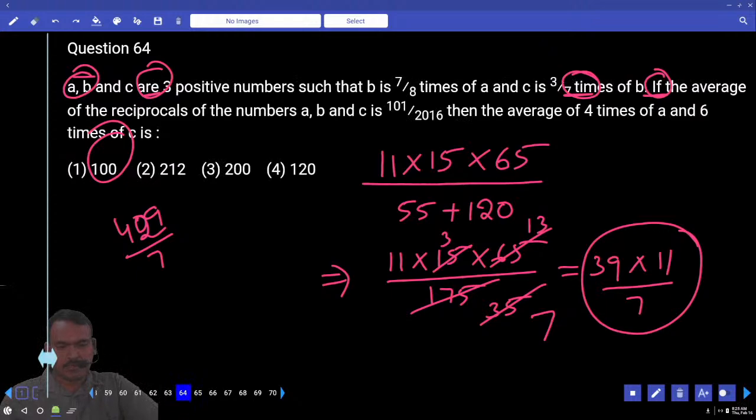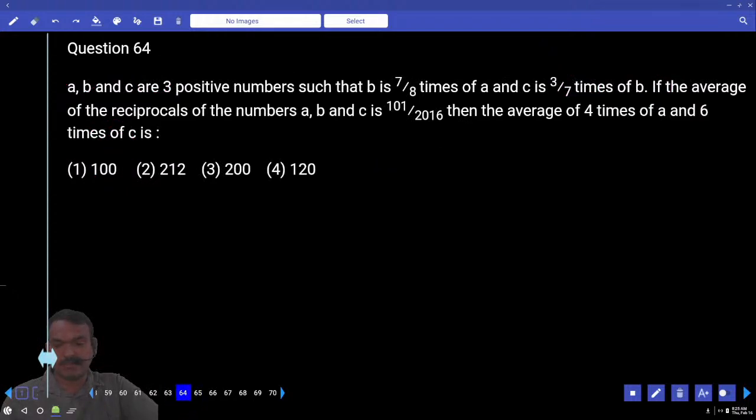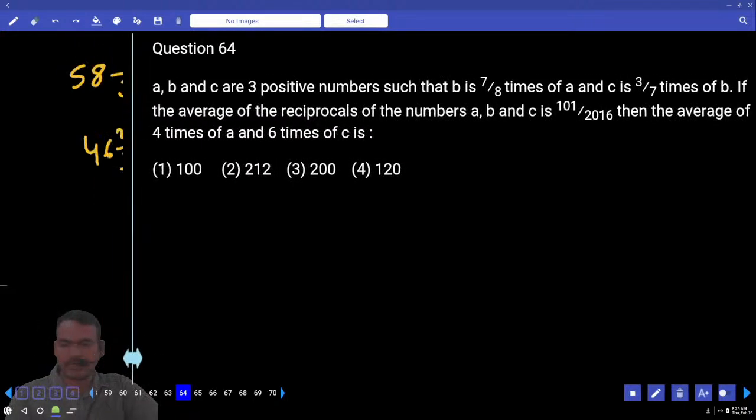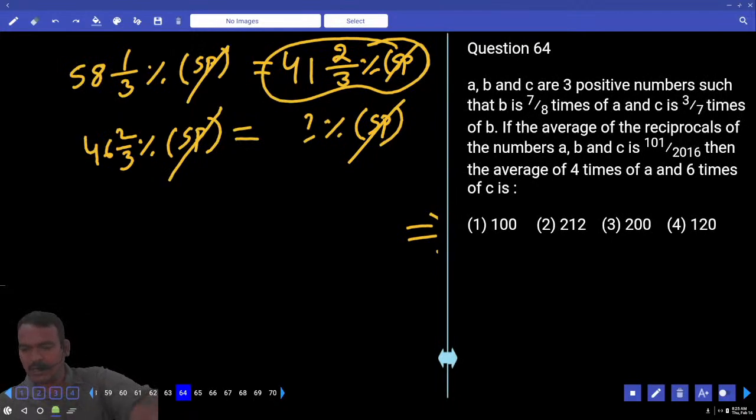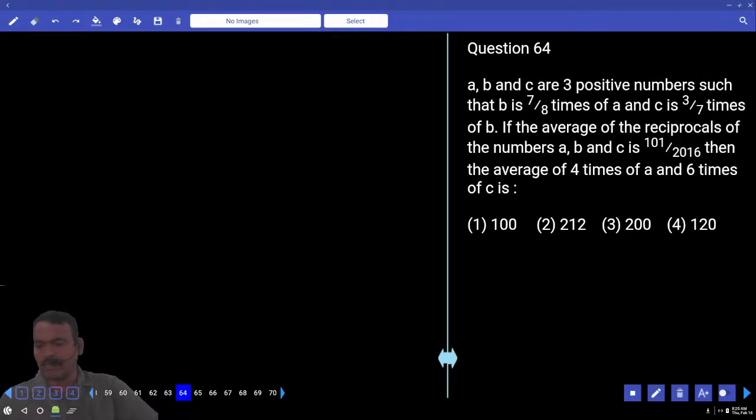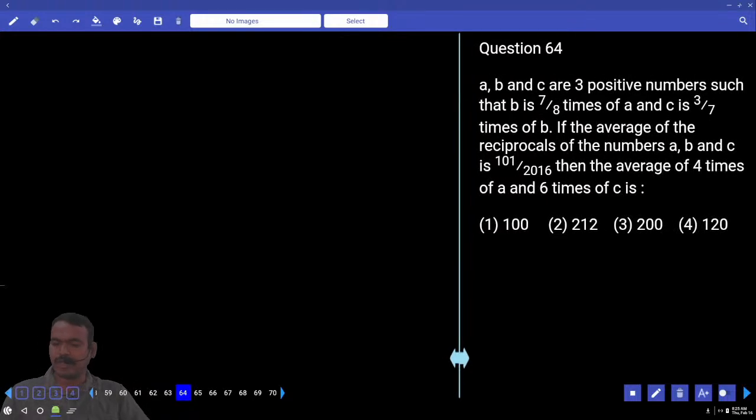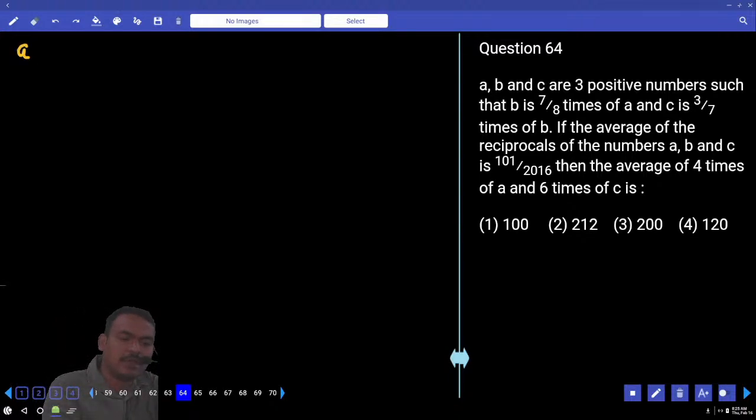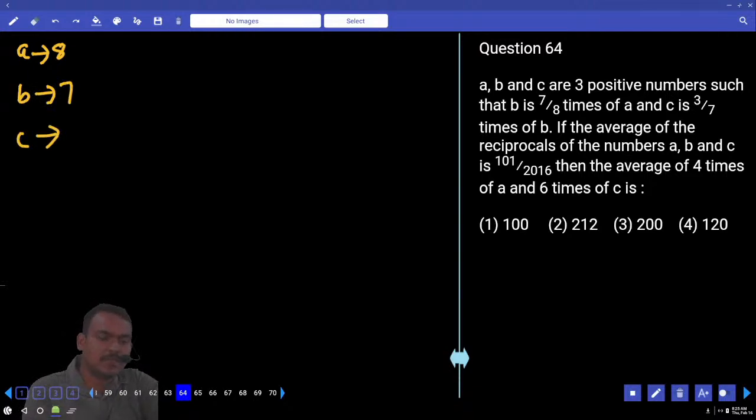Next, 64. A, B, C are 3 positive numbers such that B is 7/8 times A, and C is 3/7 times B. If the average of the reciprocals of the numbers A, B, C is 101/2016, then what is the average of 4 times A and 6 times C? Suppose we consider A as 8 parts. A is 8 parts, then B is how much? 7 parts, or not? And C will be 3/7 of which one? B value, or not? Then C is how much? 3 parts, or not?